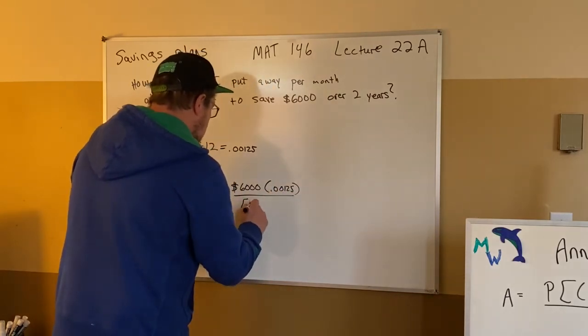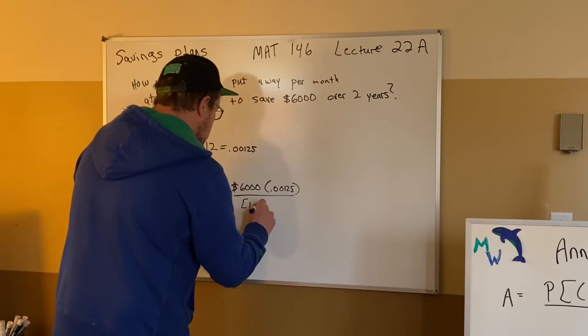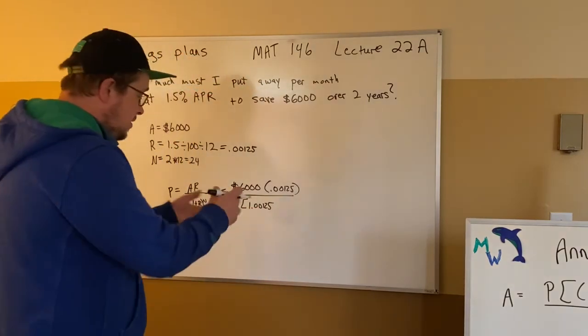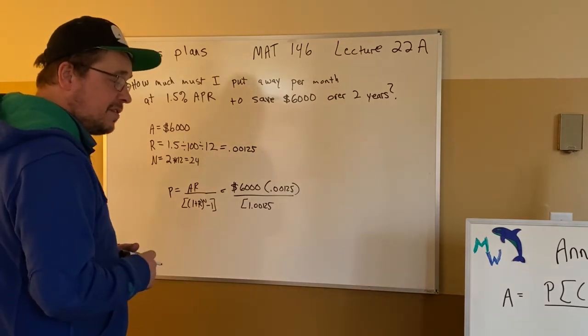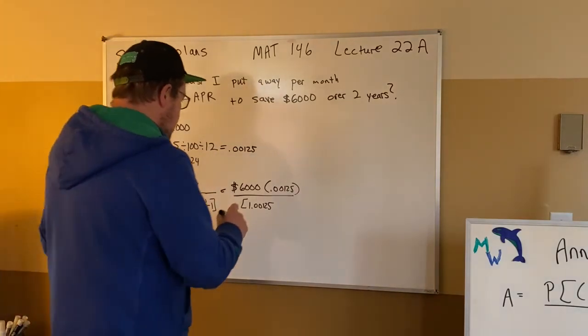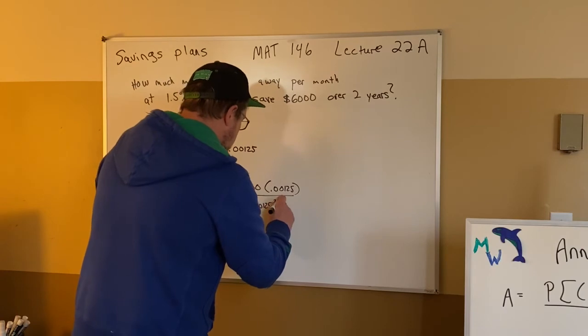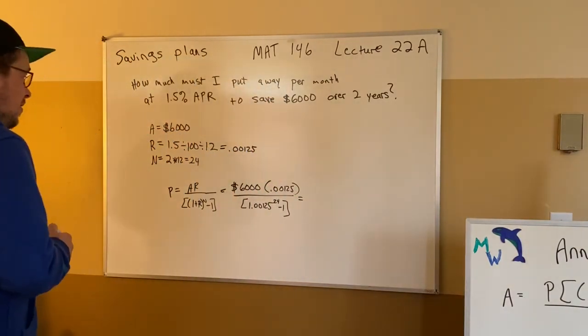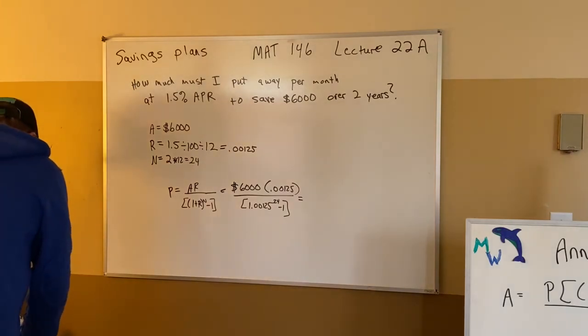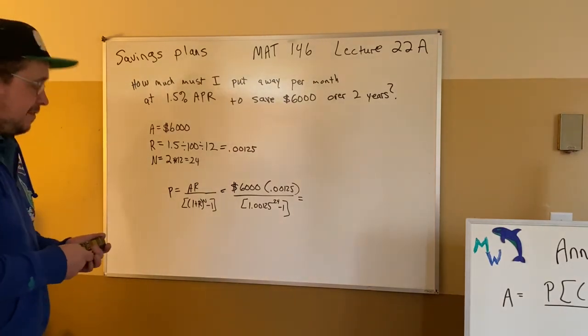So now the 6,000 goes in there, and then 0.00125 there, and here we've got 1.00125. It might be 1 plus 1.5 divided by 100 divided by 12, and close the parentheses if necessary. Raise to the power of 24 and then subtract 1. This is 1.5%. This is not 10.5 or something like that in terms of percentage rate. You're also only saving it for a couple of years.